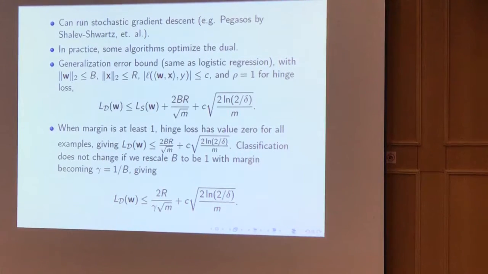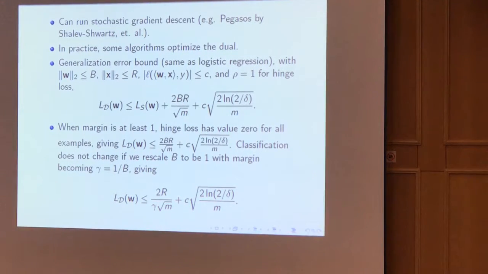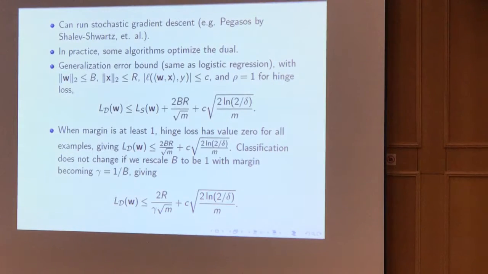If you do optimization, you might learn a lot of other optimization algorithms. So in practice, people use it, but often they optimize the dual instead of the primal. The generalization bound is essentially the same as logistic regression. The hinge loss is at least interesting or useful for analyzing things in terms of the margin.